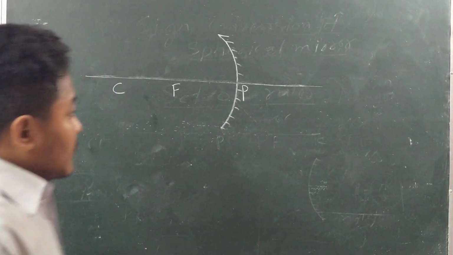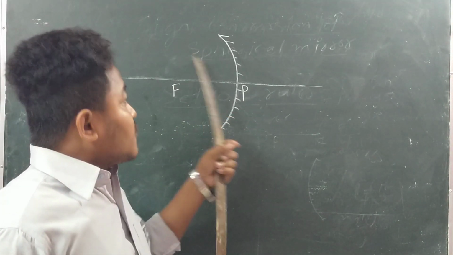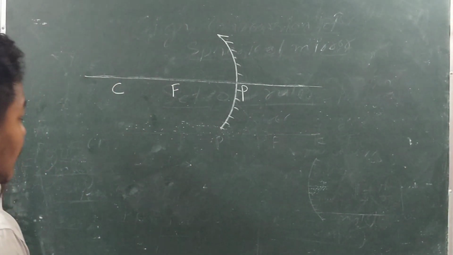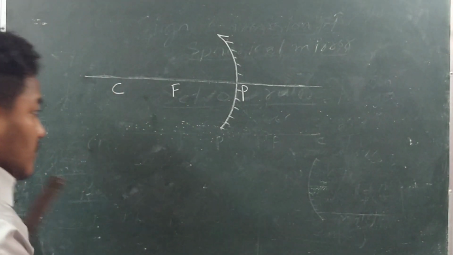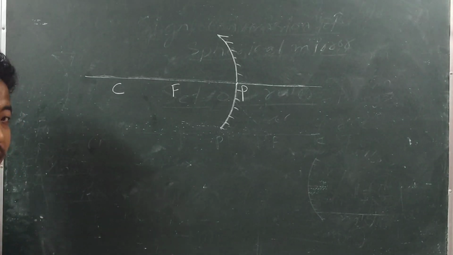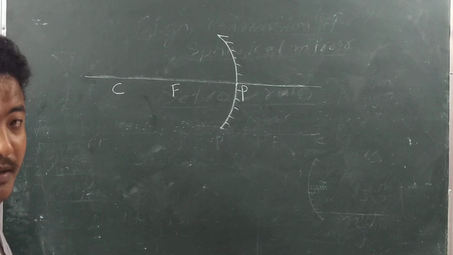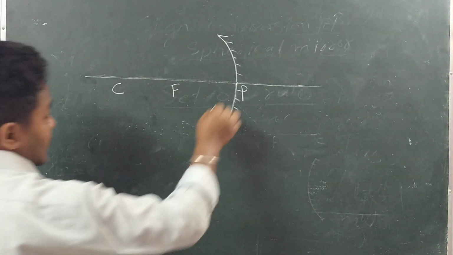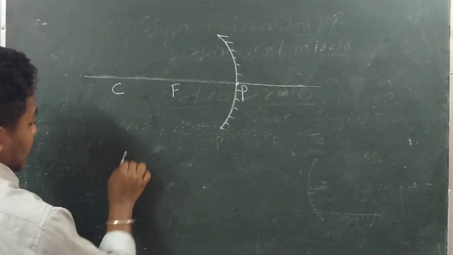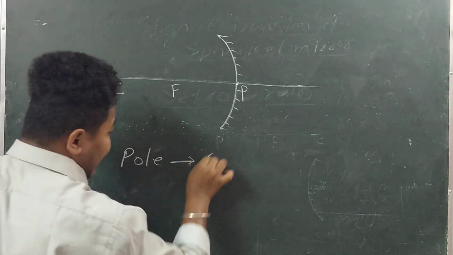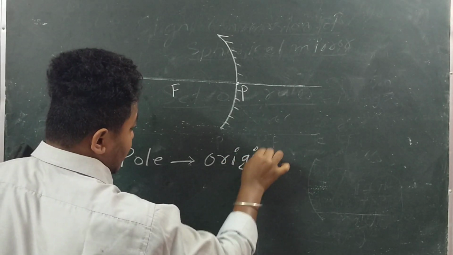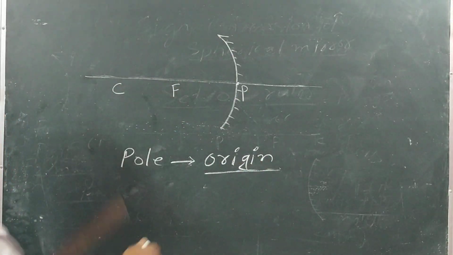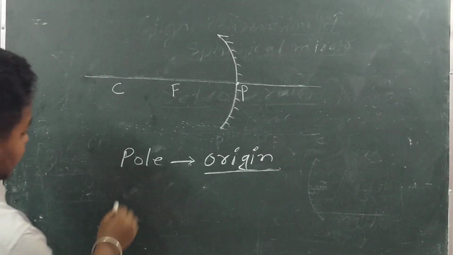In this particular situation of sign convention of spherical mirror, all the distances will be measured from the pole of the mirror. Remember, first point, note it down: all the distances will be measured from the pole of the mirror. This pole will be considered as the origin of this particular coordinate system.